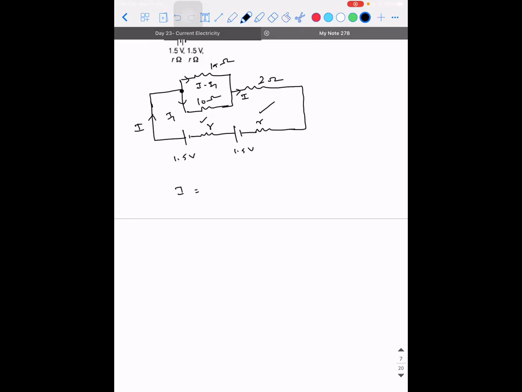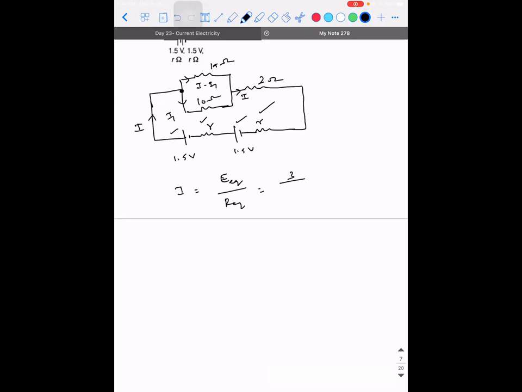Okay, let's do it like this. What is the total current through the circuit? Can you guys solve this and tell me? The equivalent EMF divided by R equivalent. So what is the total equivalent EMF? 1.5 and 1.5. Is it not 3?